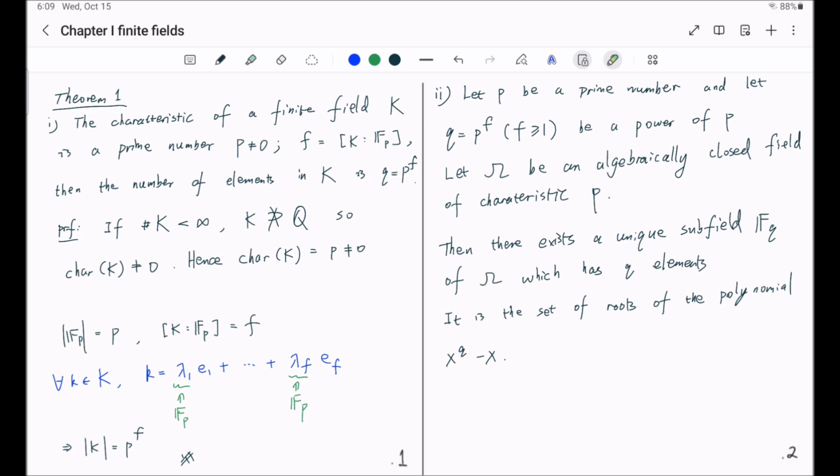So the second part of the theorem says that if you are given an algebraically closed field omega of characteristic p, then for any power of p, you can always find a subfield in this omega, and it is uniquely determined by the set of roots of this polynomial inside this algebraically closed field.